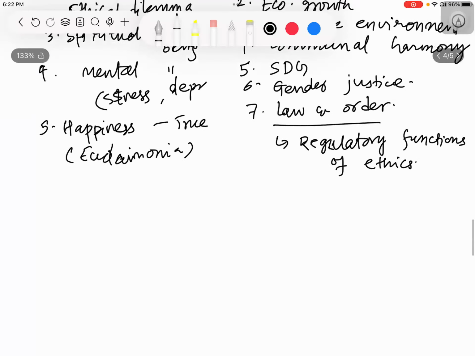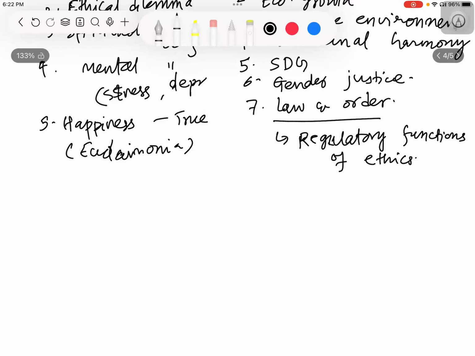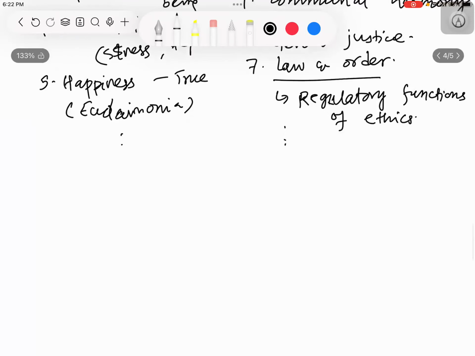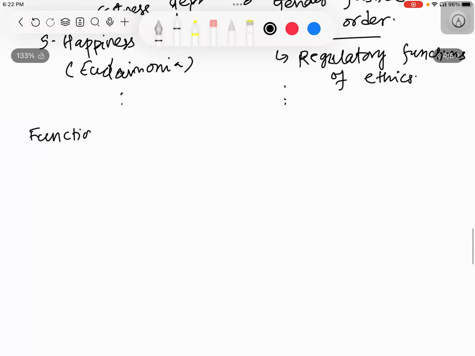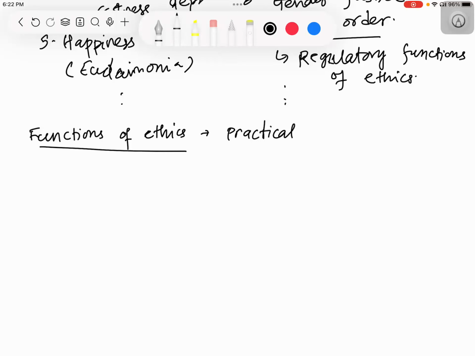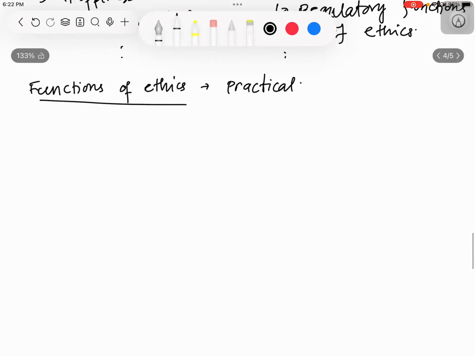So let us talk a bit about this thing. This is a very important point. There are a few other points you can refer to in the second class PDF. If you are talking about functions of ethics, why is it useful? The functions of ethics are practical. One of the main functions is that it helps to maintain law and order, or indirectly it helps regulation of society. Okay.